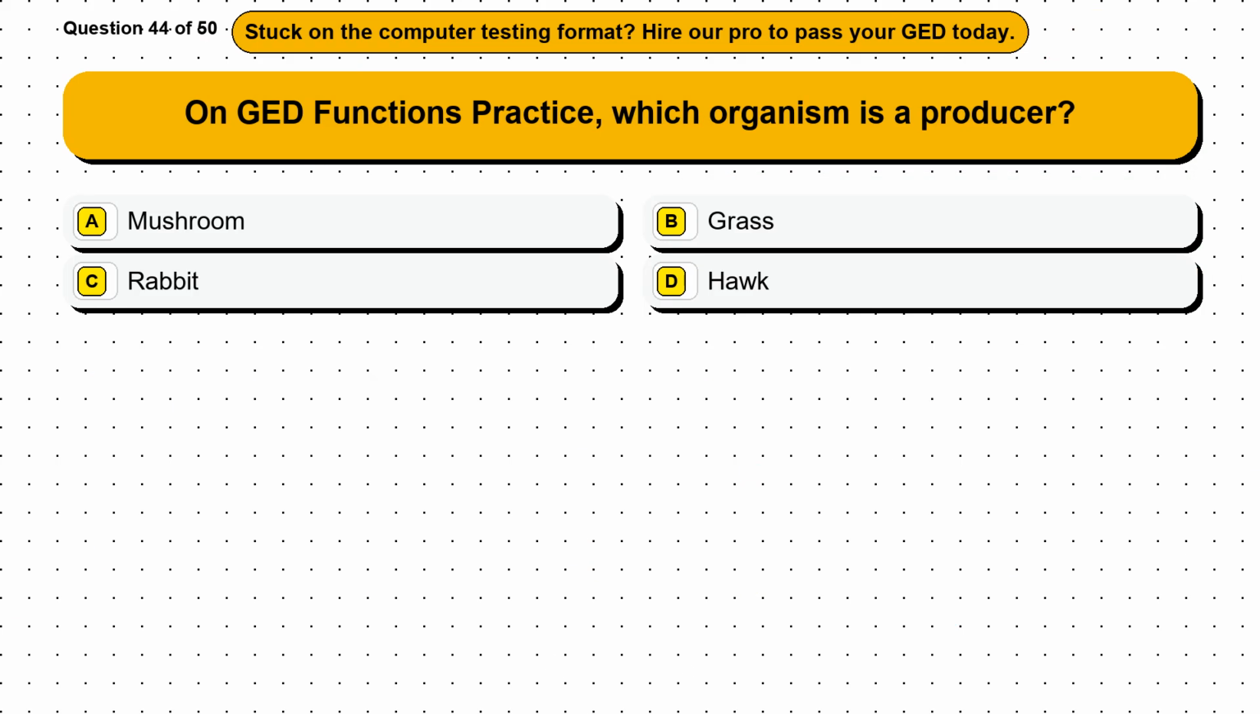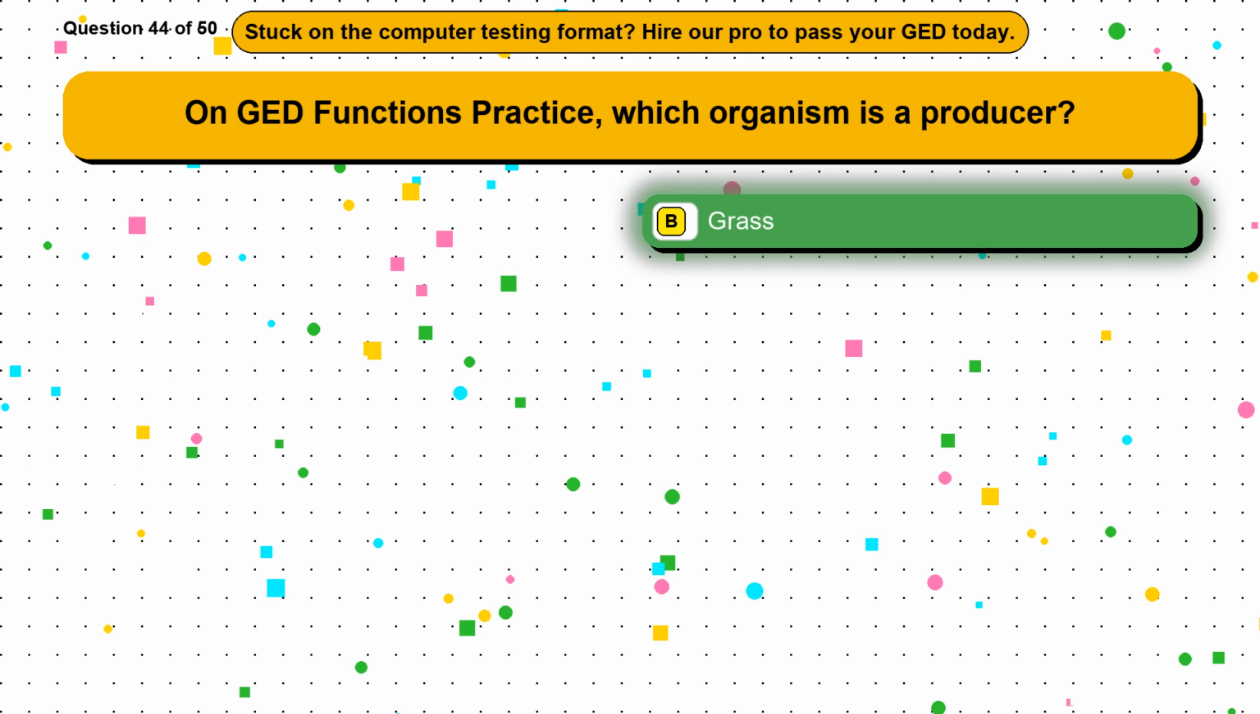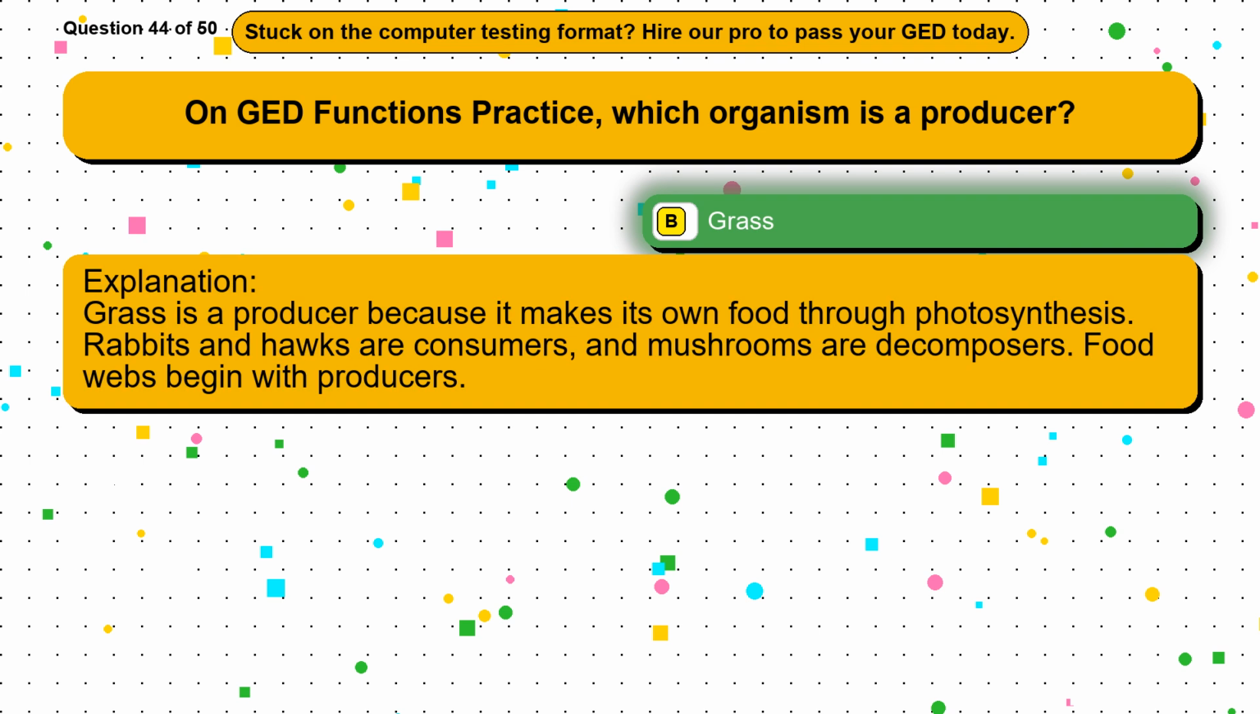Question 44. On GED functions practice, which organism is a producer? Option A mushroom. Option B grass. Option C rabbit. Option D hawk. The correct answer is option B. Grass. Grass is a producer because it makes its own food through photosynthesis. Rabbits and hawks are consumers, and mushrooms are decomposers. Food webs begin with producers.